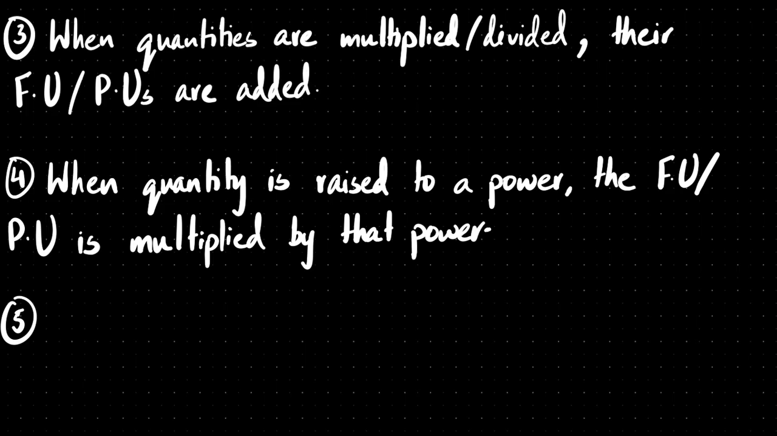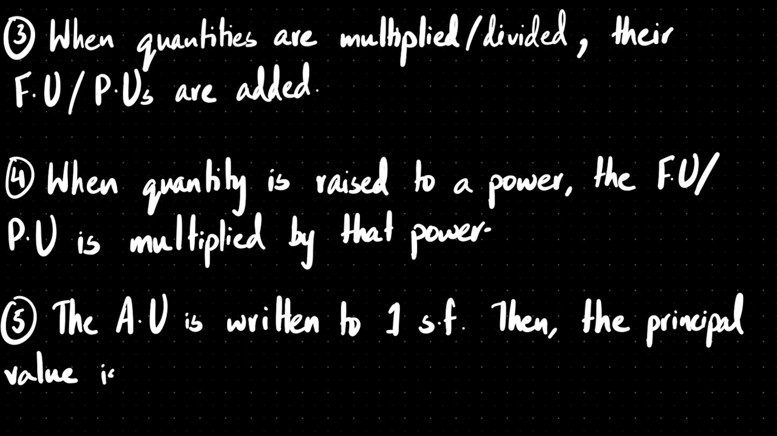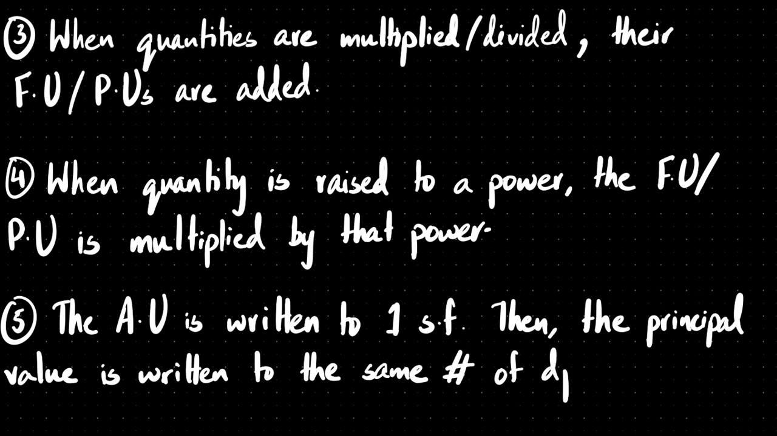And the fifth one is more so regarding the representation of uncertainties. Basically when you've done the entire problem and you have values with yourself, how do you then represent these properly? So the idea is this, that the absolute uncertainty is written to 1 SF, to one significant figure. And then the principal value is written to the same number of decimal places as the absolute uncertainty. Right, so once you have the absolute uncertainty, you also have the principal value. So you write the absolute uncertainty to 1 SF, and whatever number of decimal places that is, you write the principal value to the same number of decimal places.